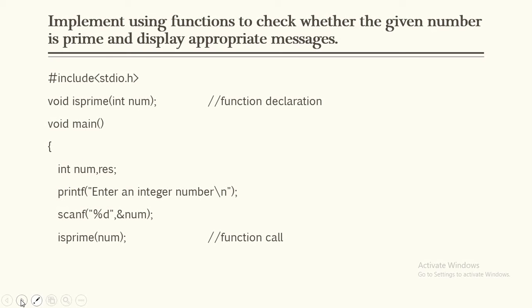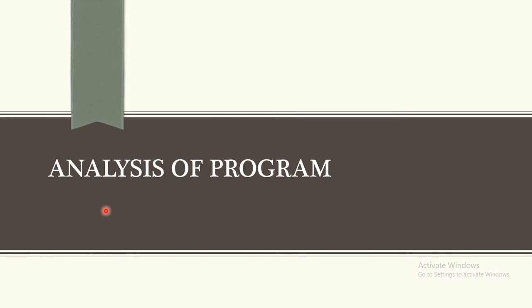The user is asked to enter an integer number, and we will be reading that number. Say for example, the user has entered 5. That is the value of num, and we are passing this num to the function isPrime. And finally, we will be closing. We have not yet come across this result. We will make use of it in the upcoming code.